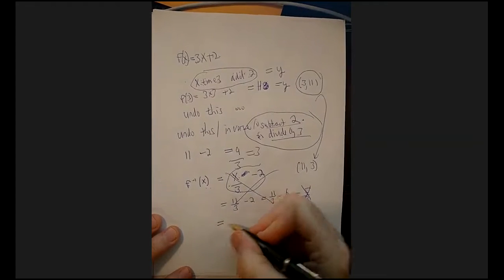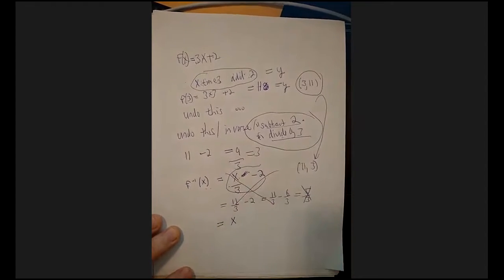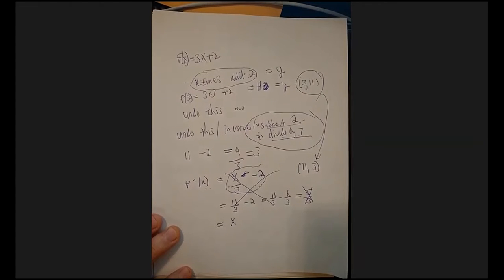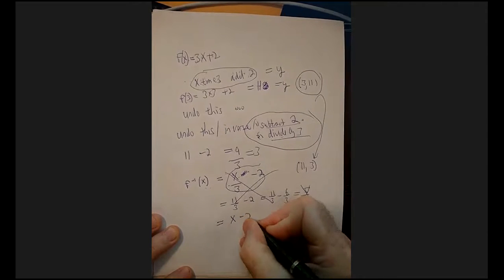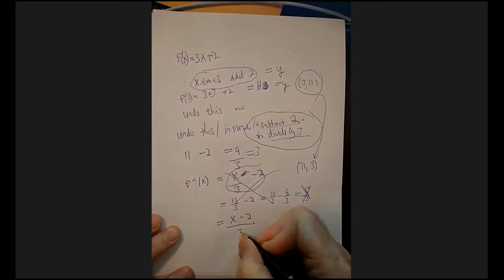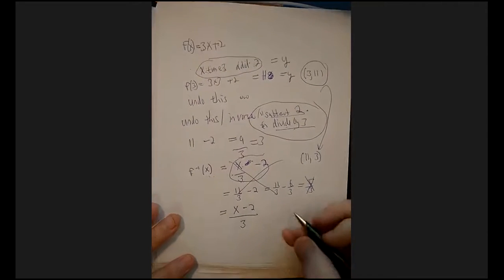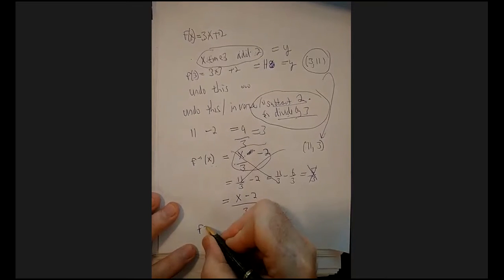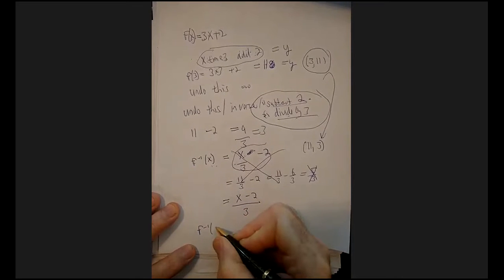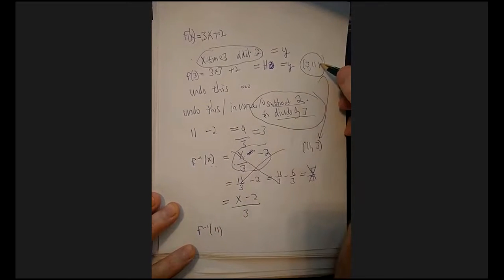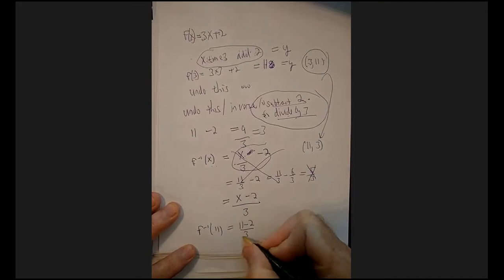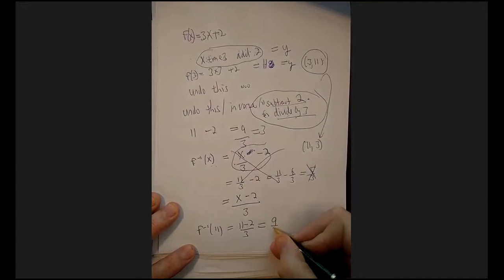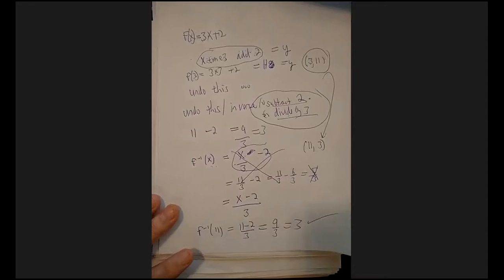So you always start with an x. And what's the first thing I do in the inverse? Subtract 2. Yeah. And then I divide the whole thing by 3. Let's see if that works. So again, we'll plug in 11, because 3 gave us 11. 11 should give us 3. 11 minus 2 over 3, 9 over 3, 3. That works.